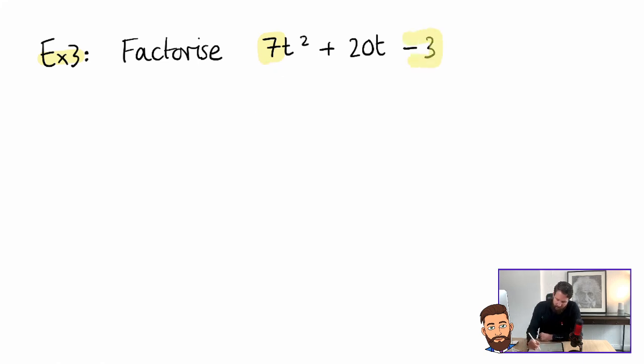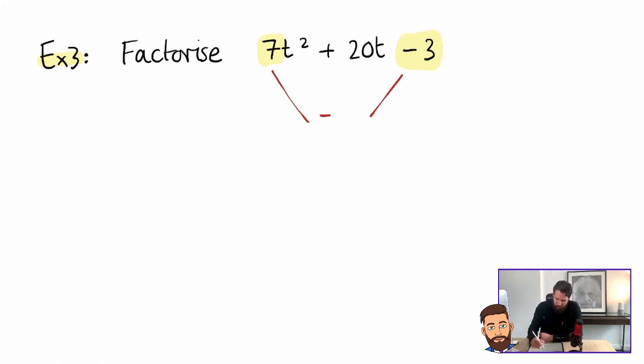And we're going to take c. Now be careful here. C is minus 3. So I'm going to slow down a little bit for this one because it's our first negative. We're going to take them, we're going to multiply them. So we're going to do 7 multiplied by minus 3 would give me minus 21.